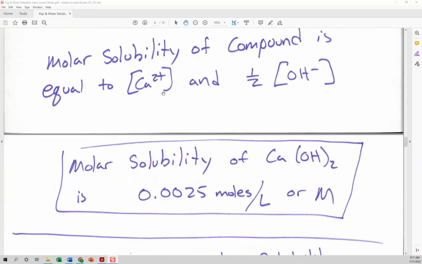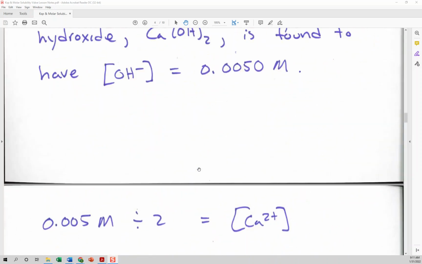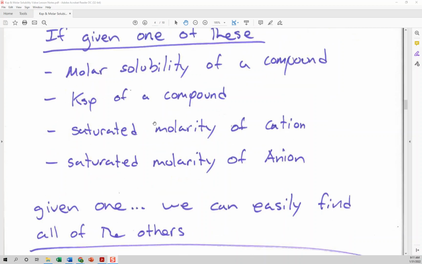And then again, the molar solubility of the compound is the same as the concentration of calcium, because it's a 1-to-1 ratio with calcium, and it's 1/2 the concentration of hydroxide, because it's a 1-to-2 ratio with hydroxide. So the molar solubility of the compound is that. All right. So again, given one of those things on this list, let's go back up to this list. Given molar solubility of the compound, or given the KSP, or given the saturated molarity of a cation, or the saturated or equilibrium molarity of the anion, given one of those 4 things, we can solve for the other 3. Okay?